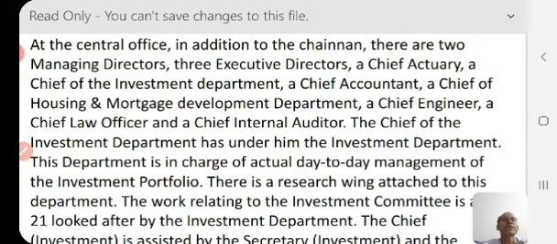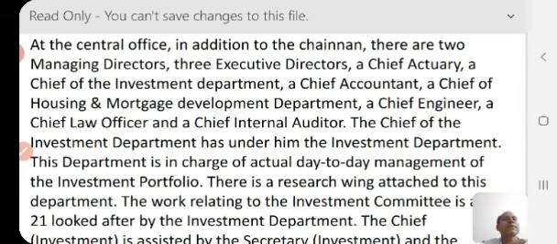At the central office, in addition to the chairman, there are two managing directors, three executive directors, a chief actuary, a chief of the investment department, a chief accountant, a chief of housing and mortgage department, a chief engineer, a chief law officer, and a chief internal auditor. So as we have known, there are 15 members of the body.